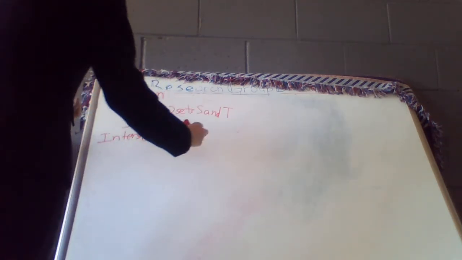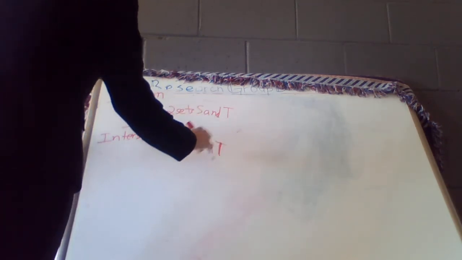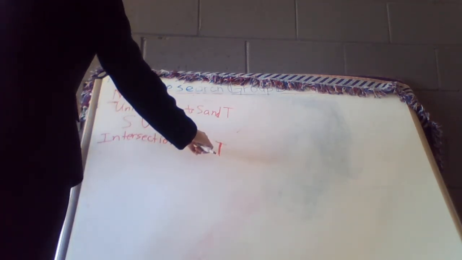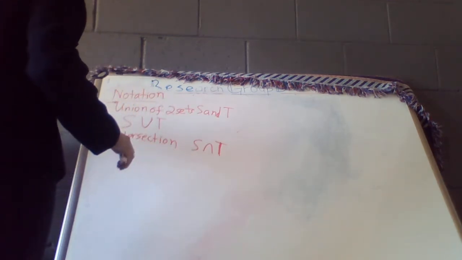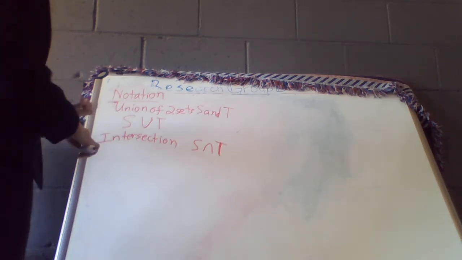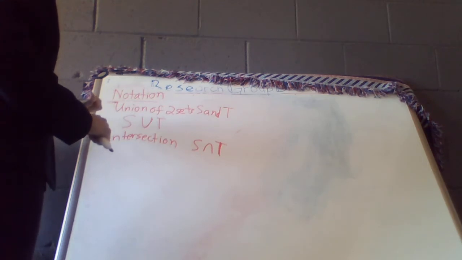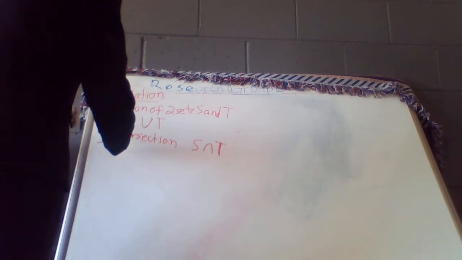The intersection of two sets, S and T, is denoted like this, which in my mind does kind of look like two things coming together. So this means intersection. The intersection consists of all of the elements in both S and T. So if it's only in S and not in T, it's not in the intersection. It has to be in both of them. Two sets are called disjoint if the intersection is empty. So you can also have empty sets.